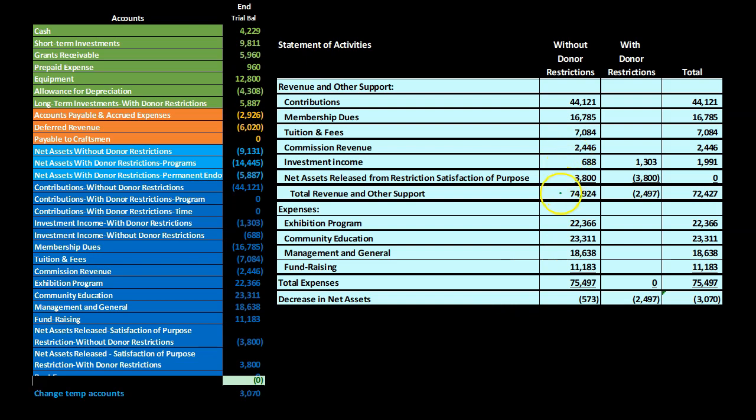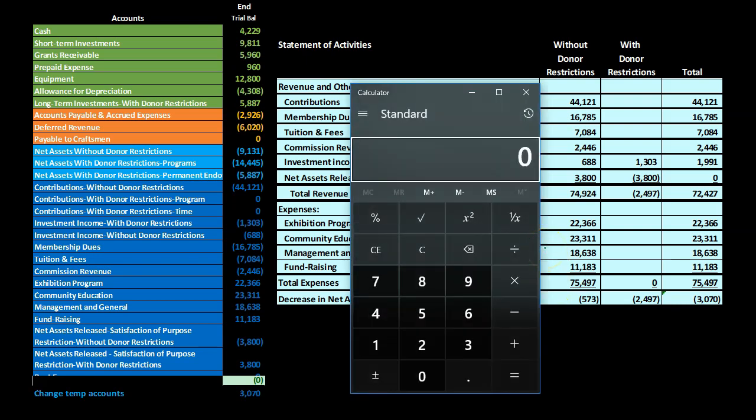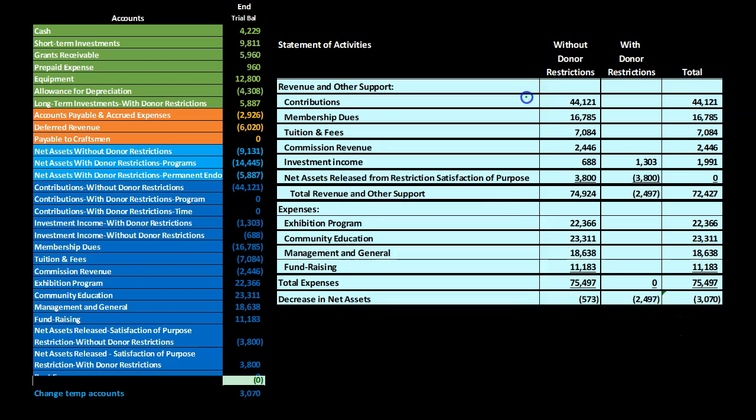So that, of course, will be the total revenue and other support minus the expenses. So we're subtracting those items out. We're going to take the 74,924 minus 75,497. That's the 573. This one just pulls down. Then if we take the ending balance, the 72,427 minus the 75,497, we get the 3,070. If we add them across this way, we get the 573 plus the 2,497. That also adds up this way as well.